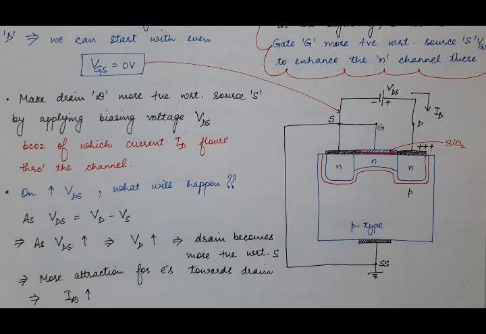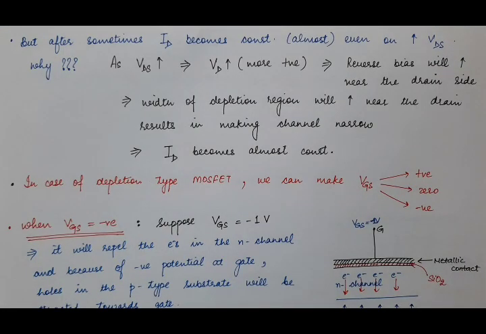So that is why the drain current ID becomes constant after some particular value of VDS. Here you can read what I have already told you, that after some time ID becomes constant even on increasing VDS.